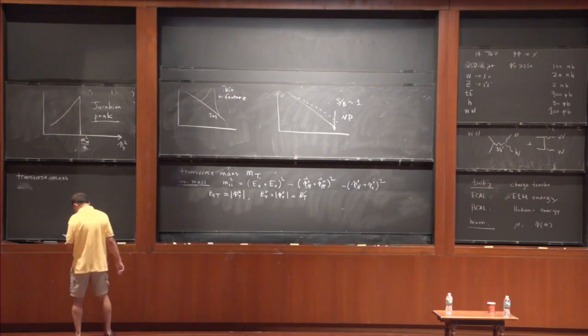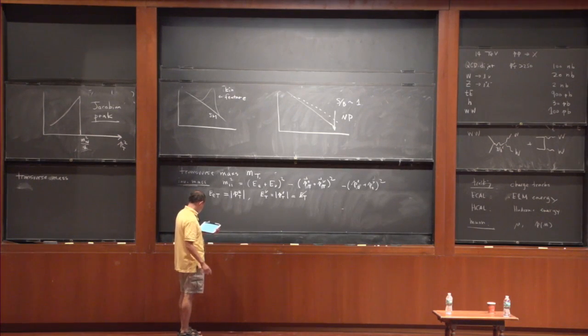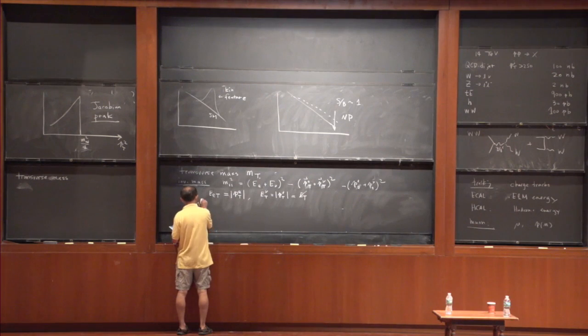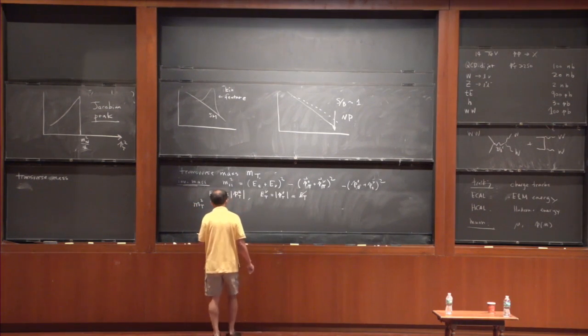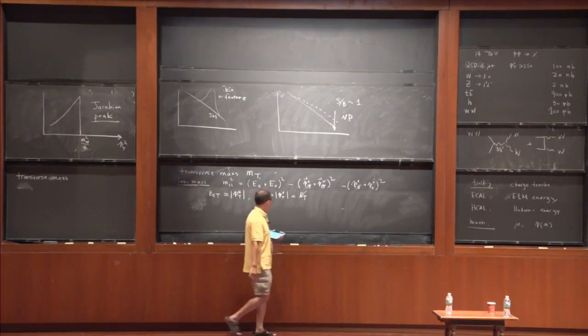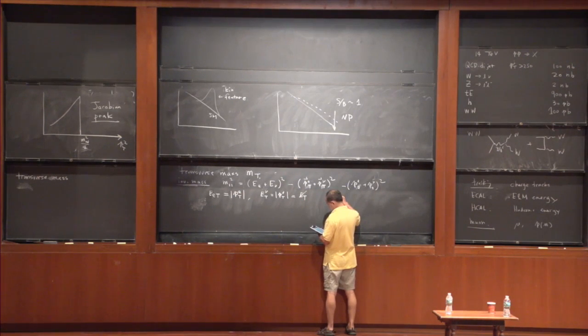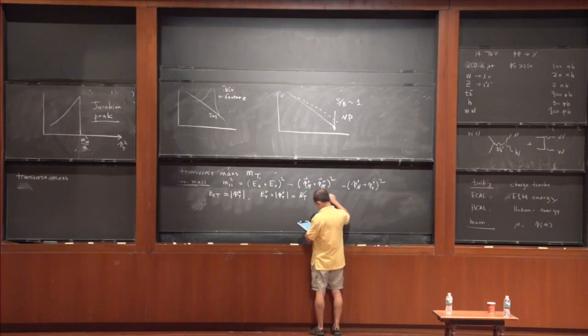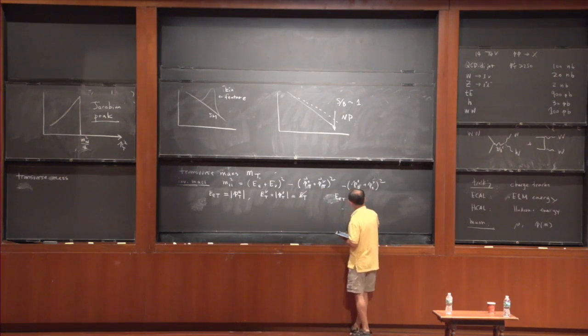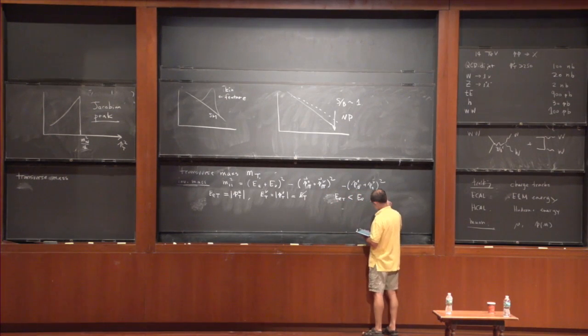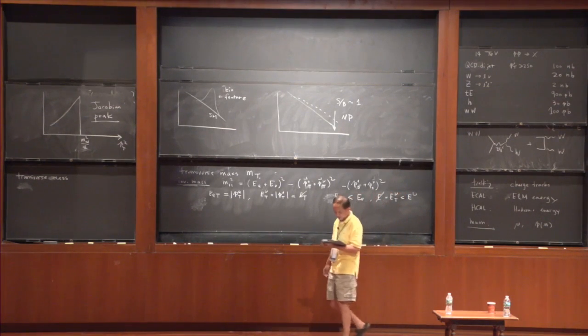And now, if we define it that way, you see that the MT squared, well, first of all, okay. The transverse energy ET is less than the actual energy of the electron, right? And the missing energy, that is the neutrino ET, is less than the actual energy of the neutrino, okay?